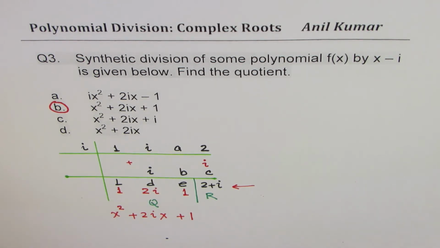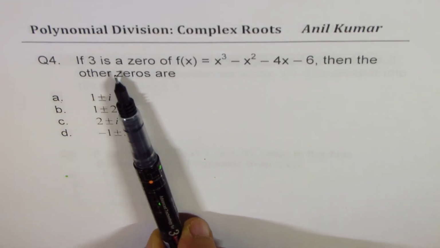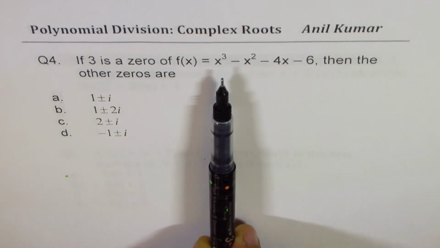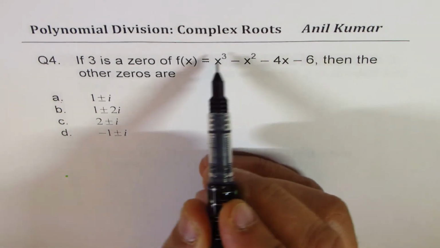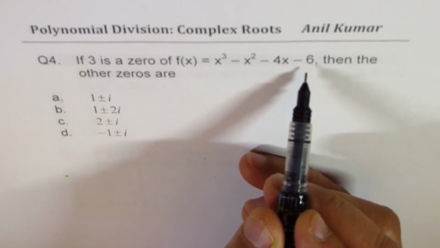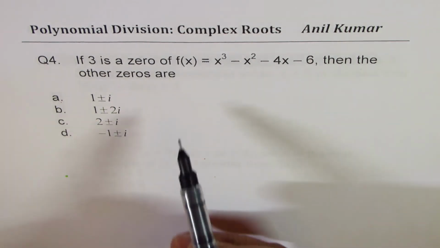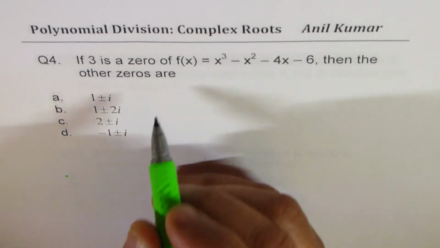Now let's move forward and take up question number 4. It says if 3 is a 0 of this function, then the other zeros are what? So if 3 is a 0, we can divide the whole thing by x minus 3 and find the others, right? So in this case, let me do long division instead of synthetic division, and then we'll factor the quotient.